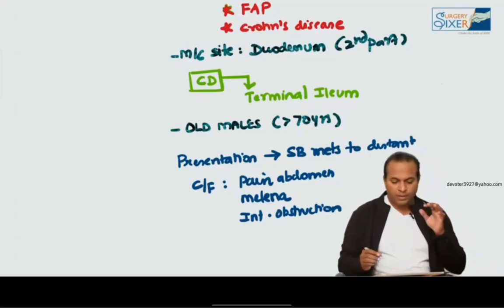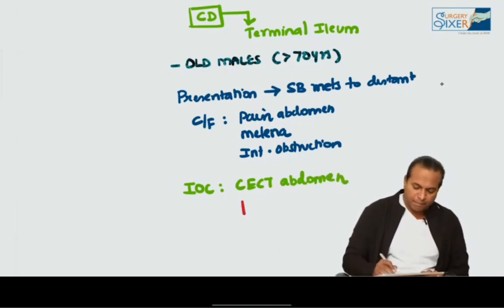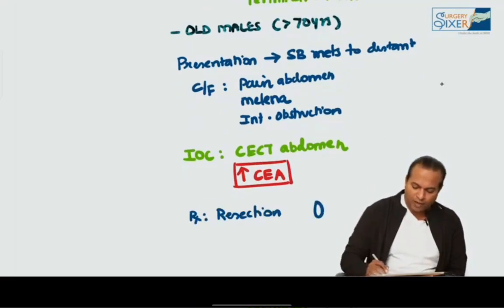Once you suspect small bowel tumors, the usual investigation of choice to diagnose small bowel tumor is CECT abdomen. It is usually diagnosed in CT abdomen, and please remember there will be CEA elevated. Tumor marker elevated is CEA. And if the tumor is operable, treatment is resection of the tumor. For example, if there is a tumor in this part of small bowel, we should give both sides how many centimeter clearance?